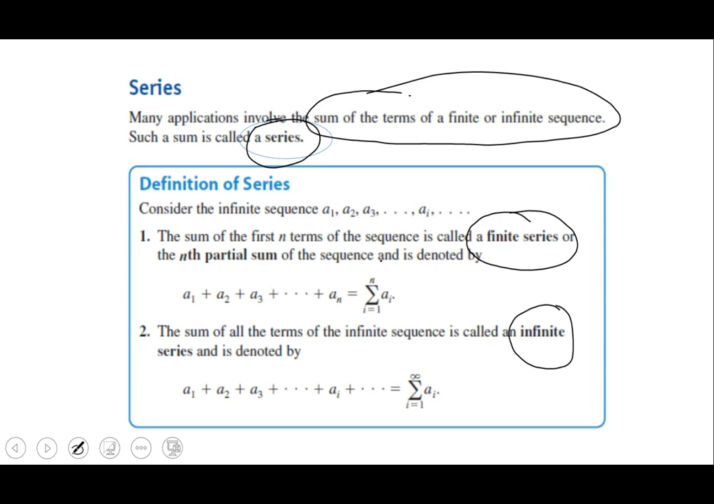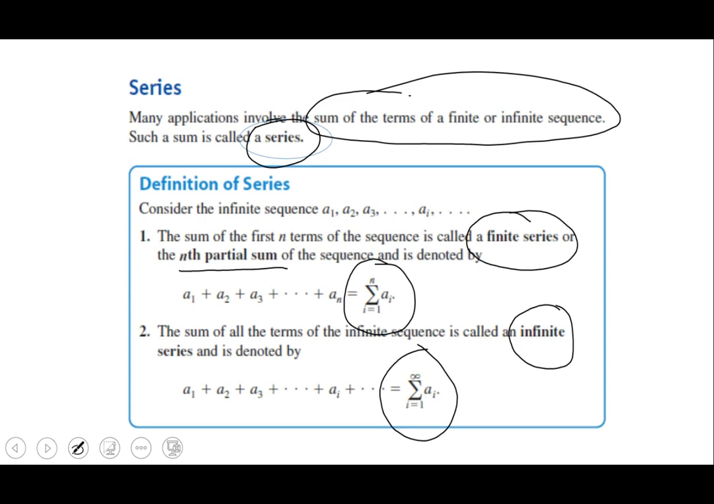So take a look at the notation. If you're doing it in a finite manner, you have to start at 1 and end at a number. Whereas if you're doing it for an infinite sequence, you're going to start at 1 and you're going to end at infinity. If you're only adding up a finite number of terms, that is called an nth partial sum. So if you're adding up the first 6 terms, it would be called the 6th partial sum. If you're adding up the first 10 terms, it would be called the 10th partial sum.